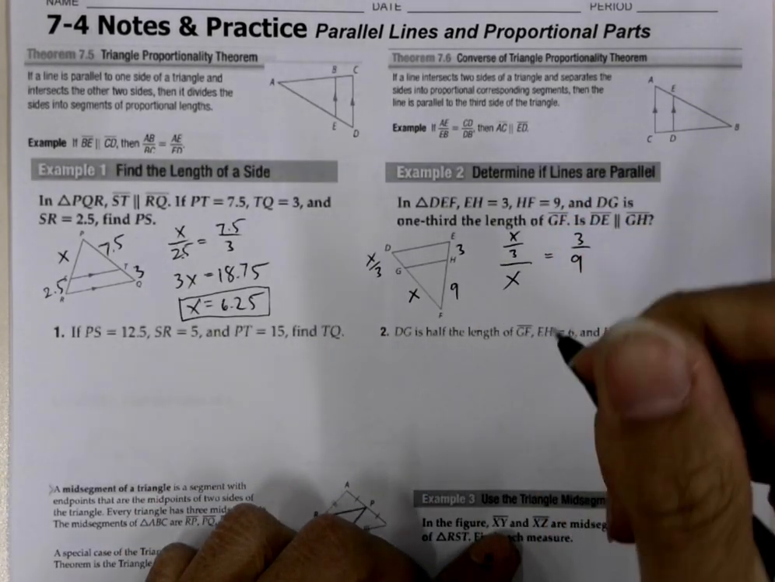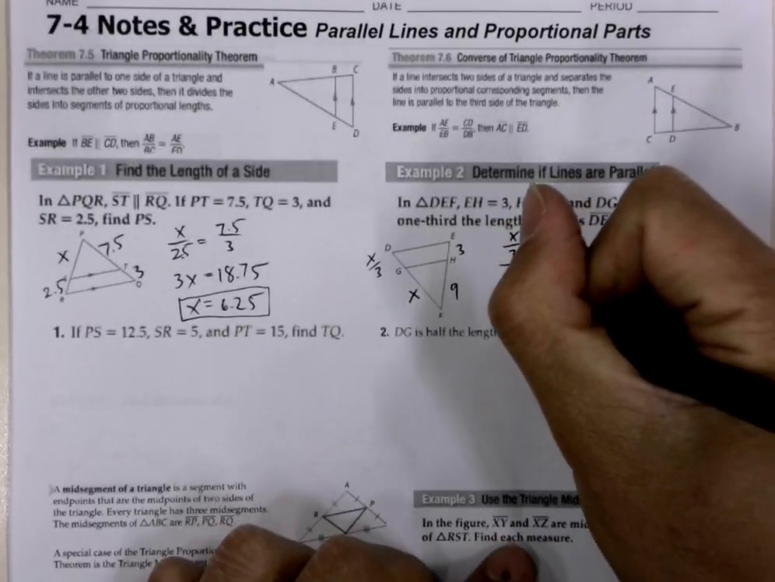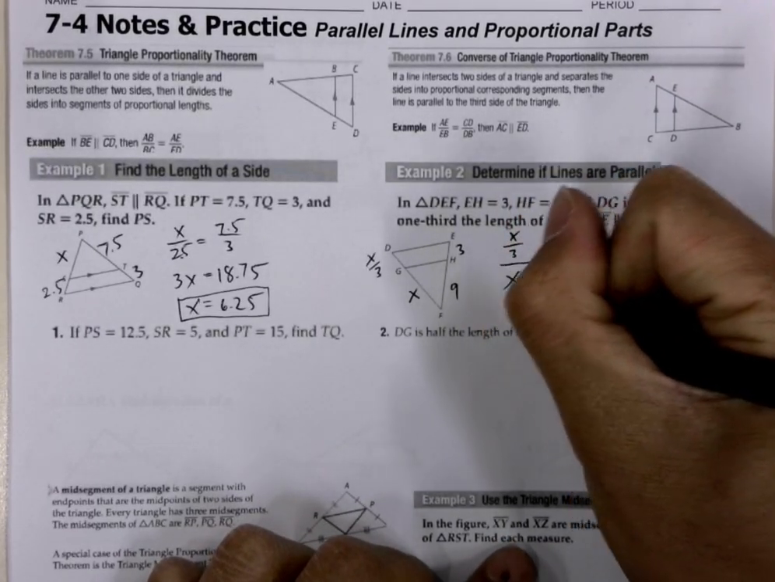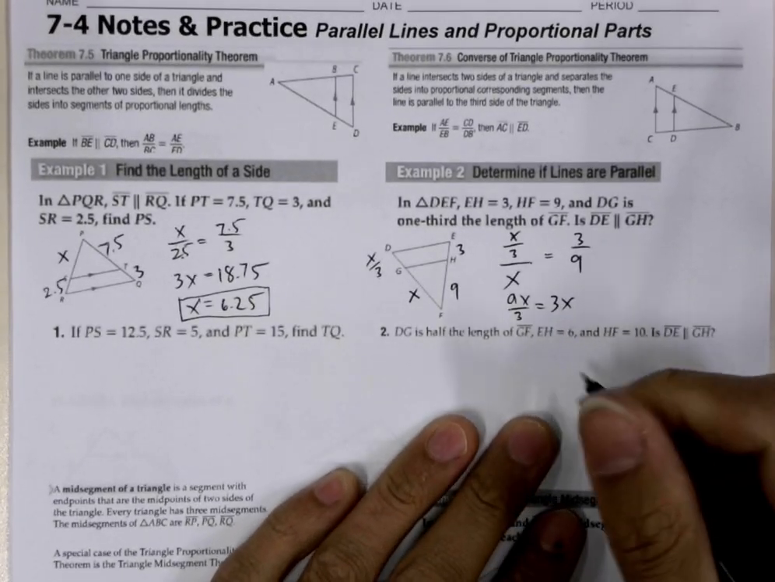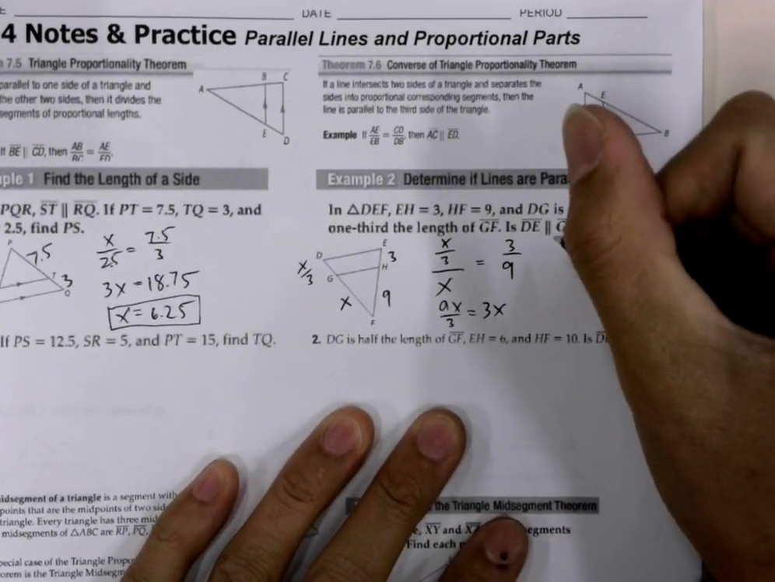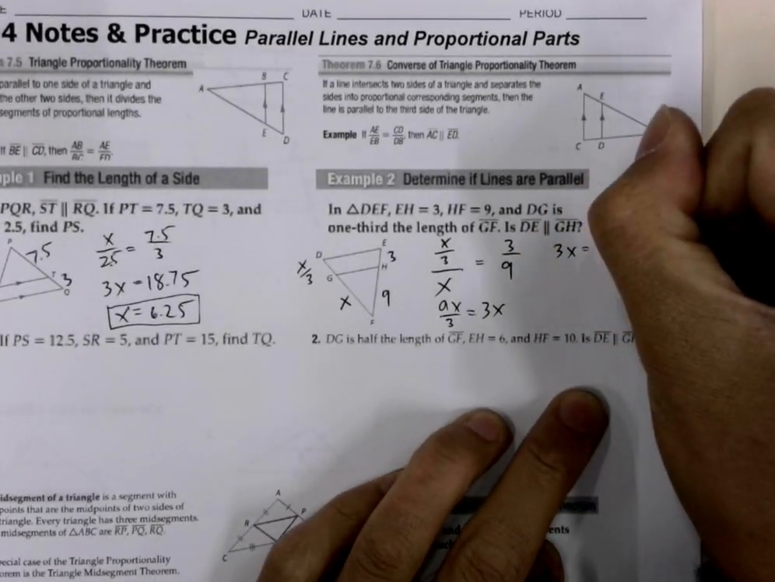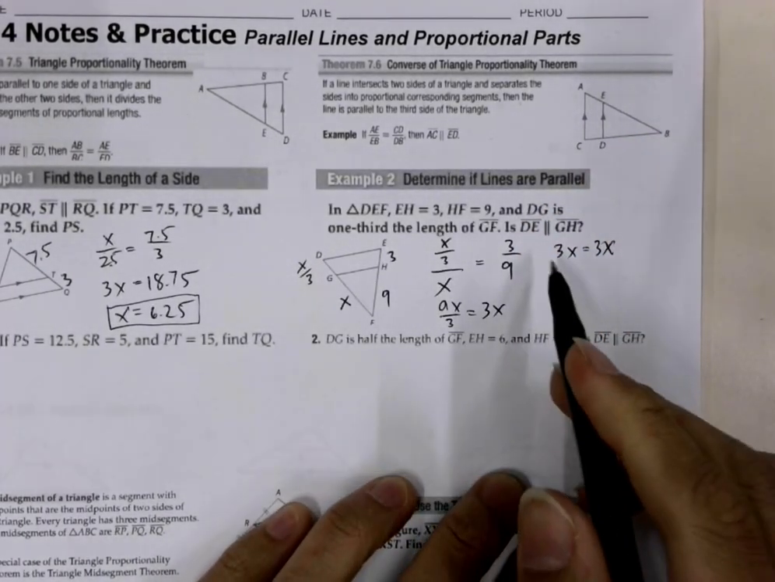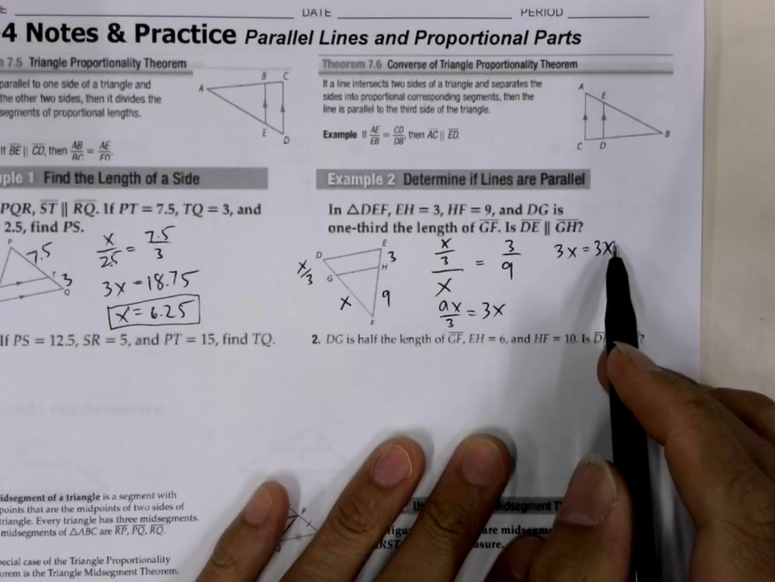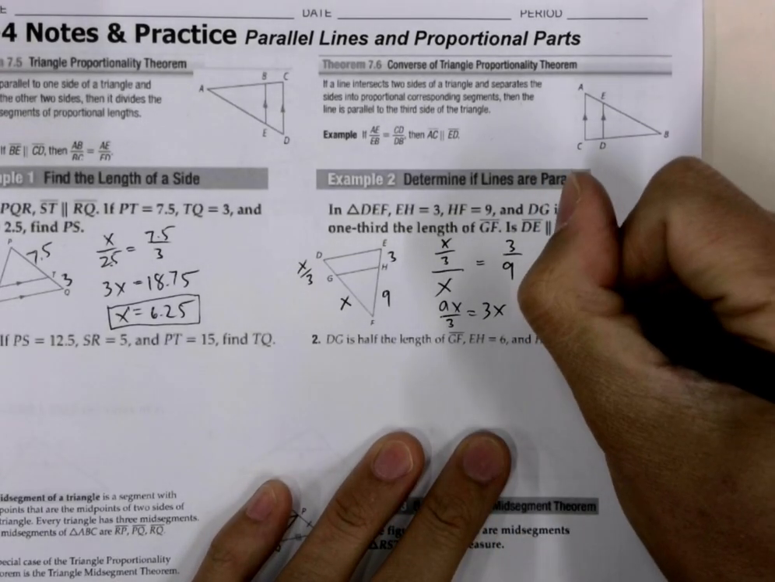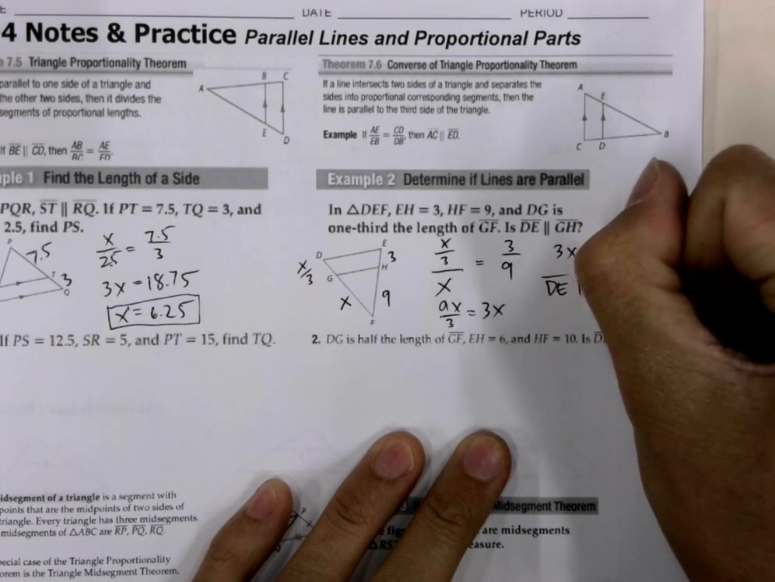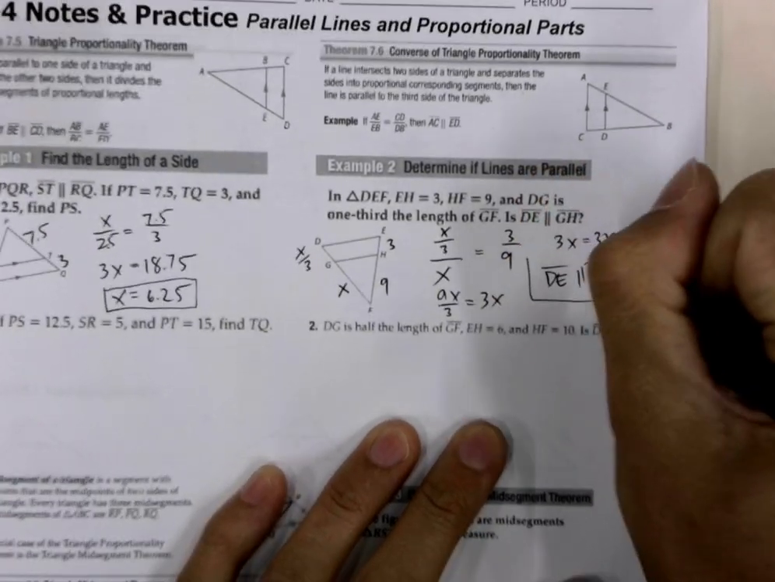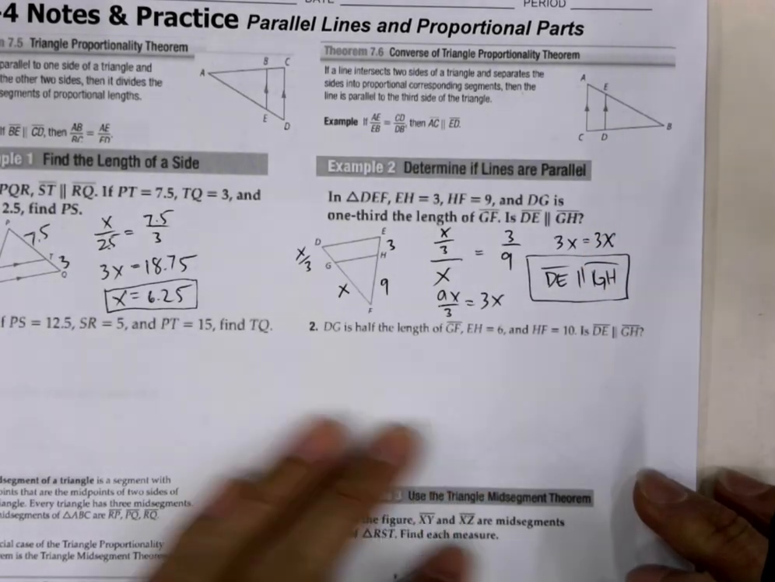And then we're going to go ahead and cross multiply. So we're going to get 9x over 3 is equal to 3x. From there, I'm going to reduce, so I'll get 3x is equal to 3x. And yes, the equality holds, and so we can say that DE is parallel to GH, and put a box around it, like so. Okay.